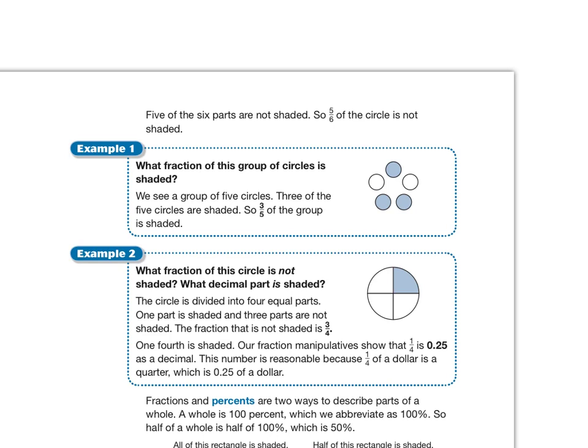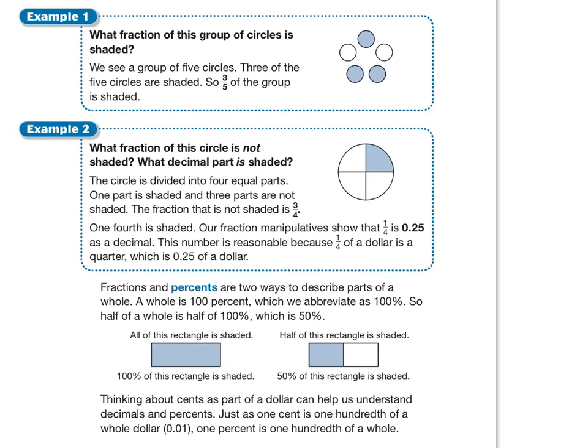Now this one has 5 dots. 3 dots are filled in, so 3 of the 5 are shaded and 2 of the 5 are not shaded. This circle right here is shaded by 1/4. There's only 4 parts, and 3 parts, 3 over 4, are not shaded.